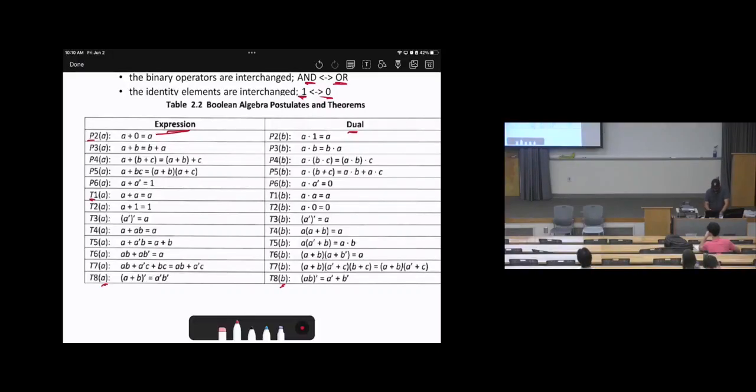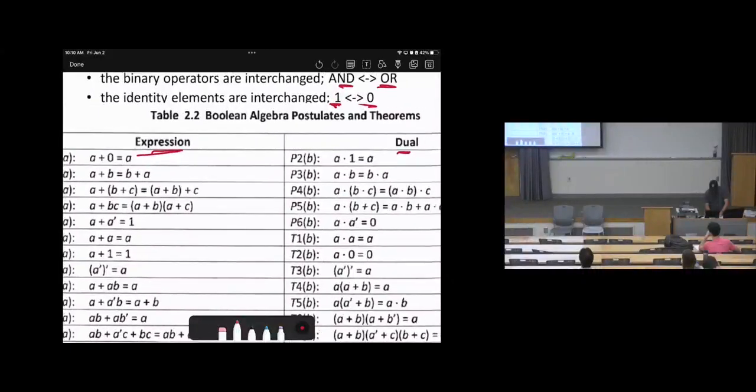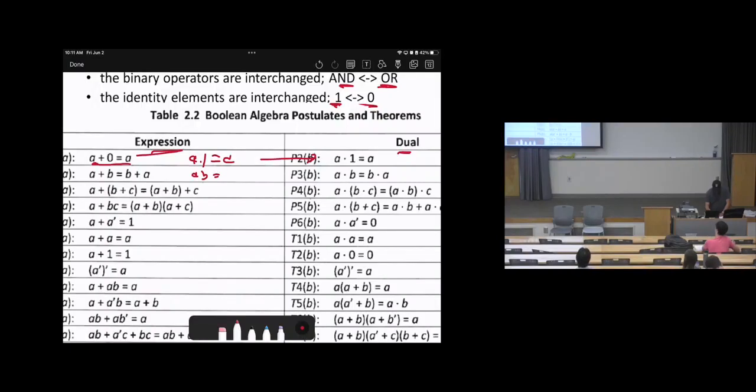So for example, A plus 0 equals A. The dual of it: A will remain as is, the addition will be multiplication, the 0 will be 1, then here equals A. Then this is the duality. That's how we get it. How about applying the duality to the second one? The addition will be multiplication: AB equals BA, and so on.